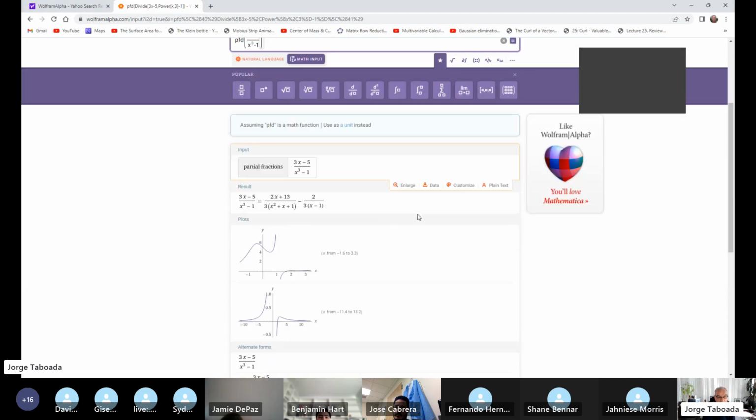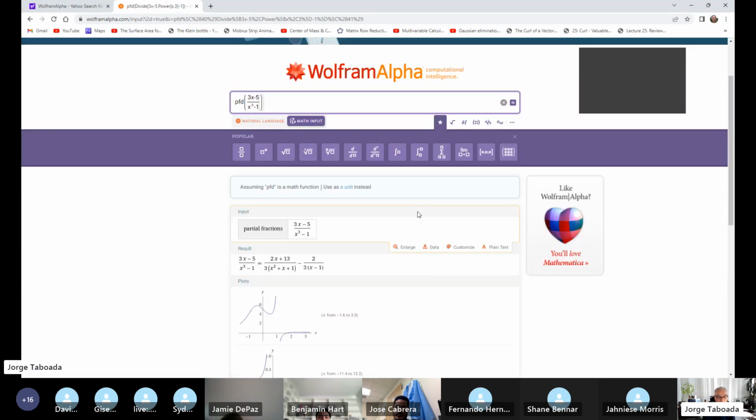Look at that. To confirm, did we type it in okay or no? This is the original problem, and this is the partial fraction decomposition. You see it's exactly the same answer we got by hand. A is negative 2/3, B is positive 2/3, and C is 13 over 3. Do you see that? Cool.